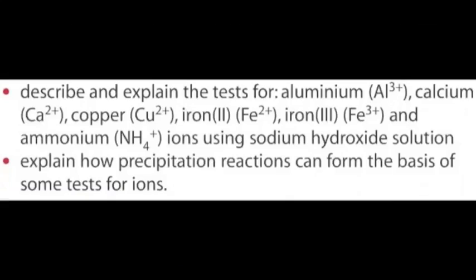Lesson number 3, looking for cations. By the end of this lesson, you should be able to describe and explain the tests for aluminium, calcium, copper, iron 2, iron 3, and ammonium ions using sodium hydroxide solution, and explain how precipitation reactions can form the basis of some tests for ions.